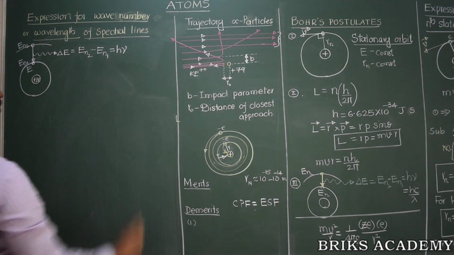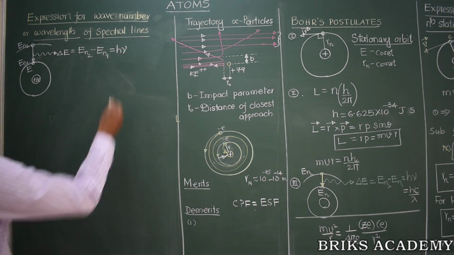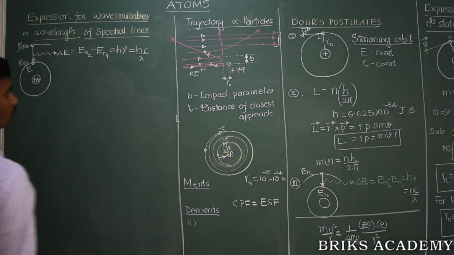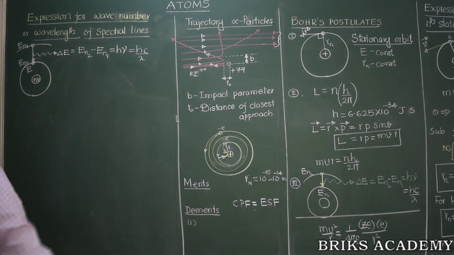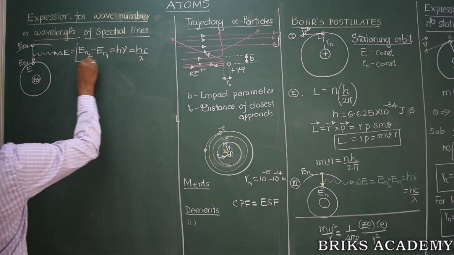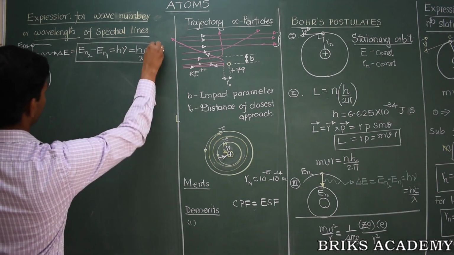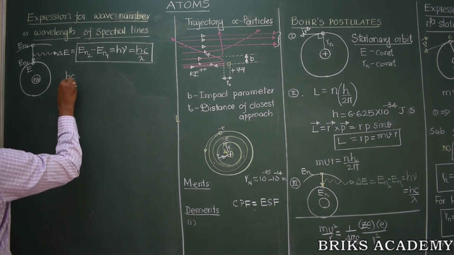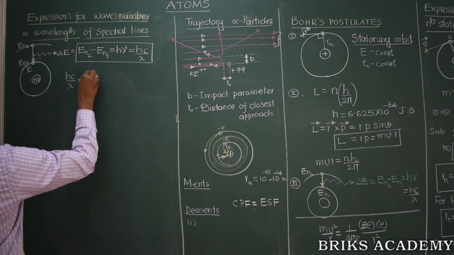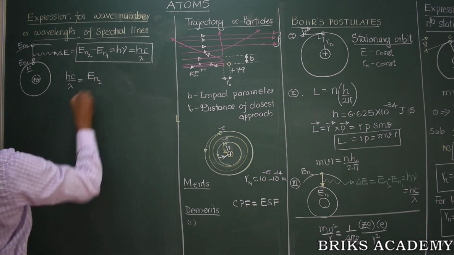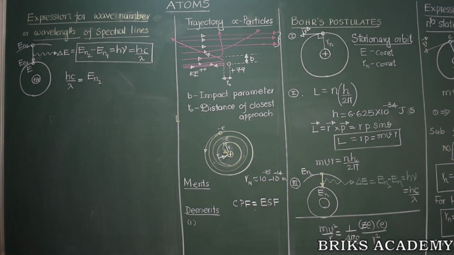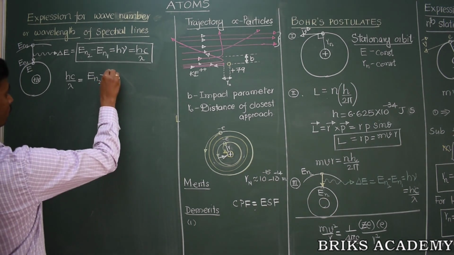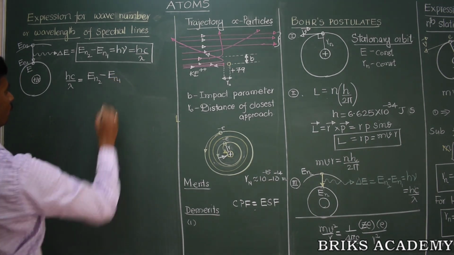The energy of the photon is h nu. Or otherwise, we can say it is hc by lambda. So we needed an expression for wavelength. So let us consider this part of the expression and finally derive for lambda. Therefore, hc by lambda is equal to En2 minus En1, where n2 is the quantum number of the higher energy orbit and n1 is the quantum number of the lower energy orbit.